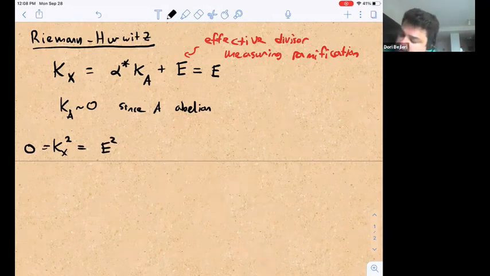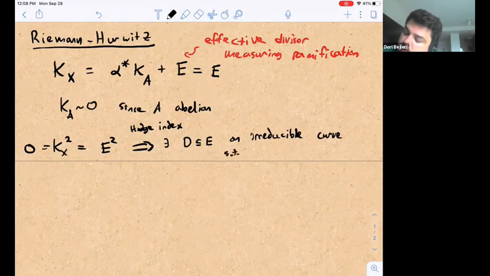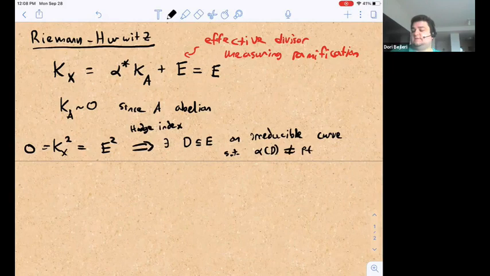But now this implies, by the Hodge index theorem, that there's some component D contained in E, let's say an irreducible curve, such that alpha of D is not a point. So there has to be some component in our divisor E that's not contracted by alpha.